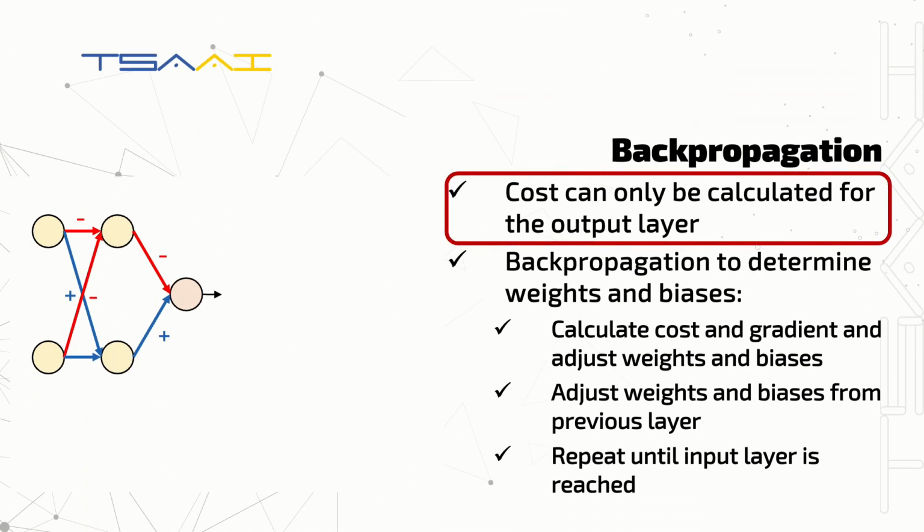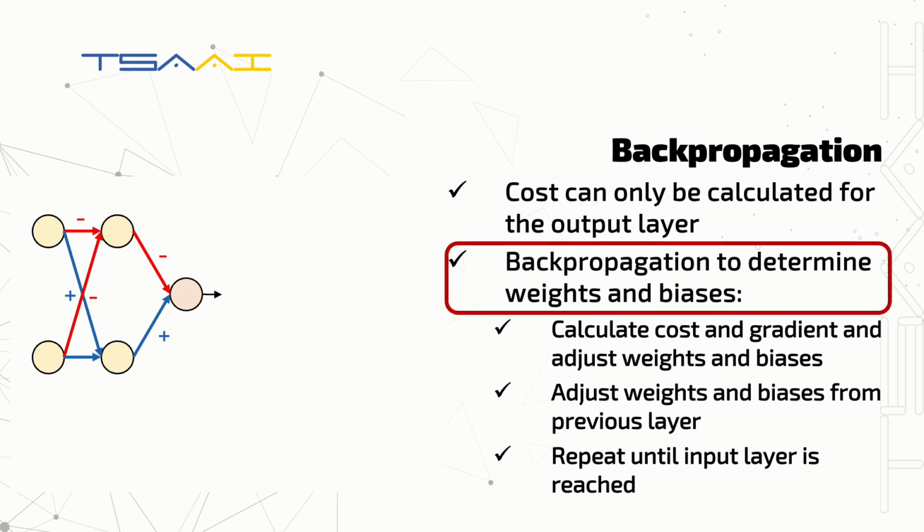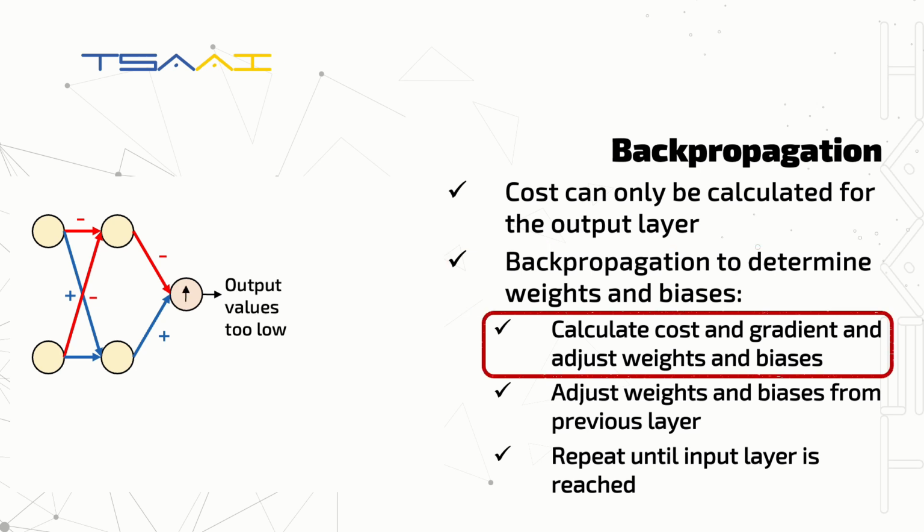The cost can only be calculated for the output layer, which makes it difficult to determine the weights and biases for the hidden layers. To determine these weights and biases, the famous backpropagation method is used. First, the cost and the gradient are determined according to the predictions of the output layer. In our case, the output is too low, so we need to increase it. The weights and biases are adjusted according to the gradient.